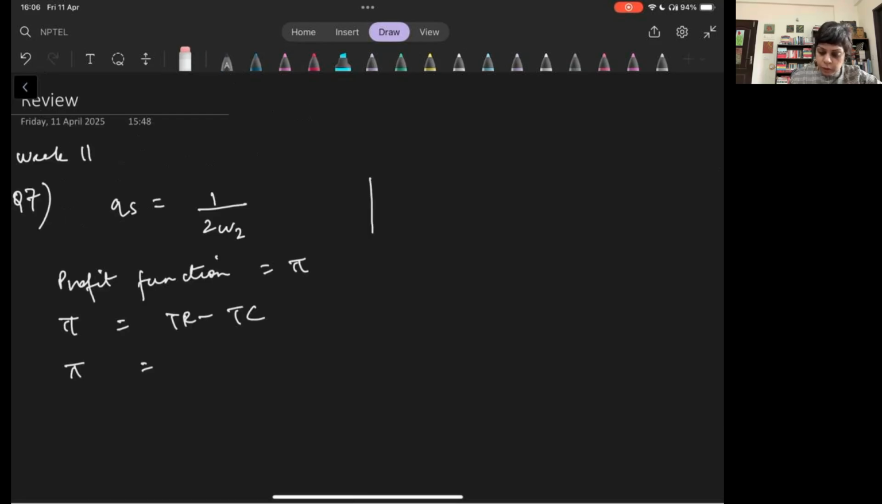I'm just rewriting the cost function here, which we obtained earlier in the previous class. This was W2 Q square. From W2 Z2 we just replaced Z2 as Q square. The original production function was f equal to under root Z1 plus Z2. Okay, this was the original function.